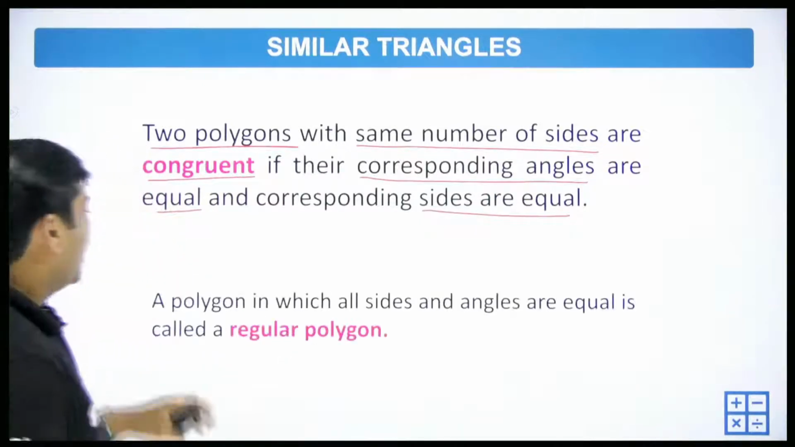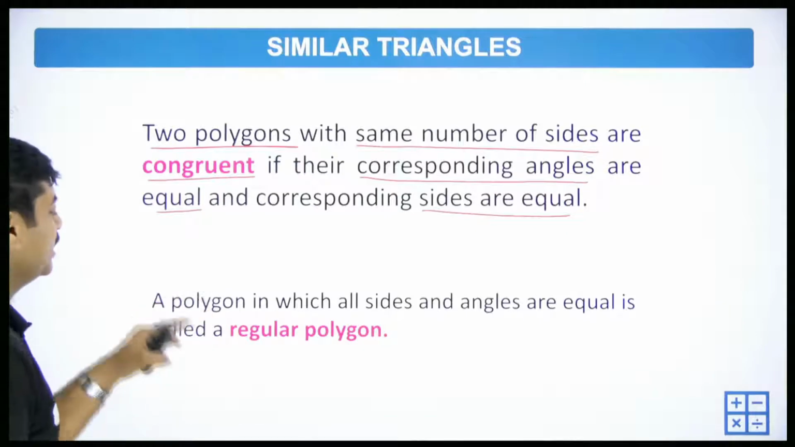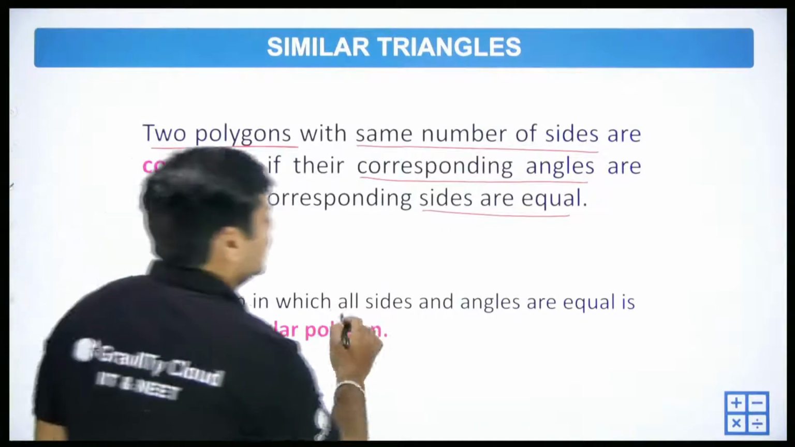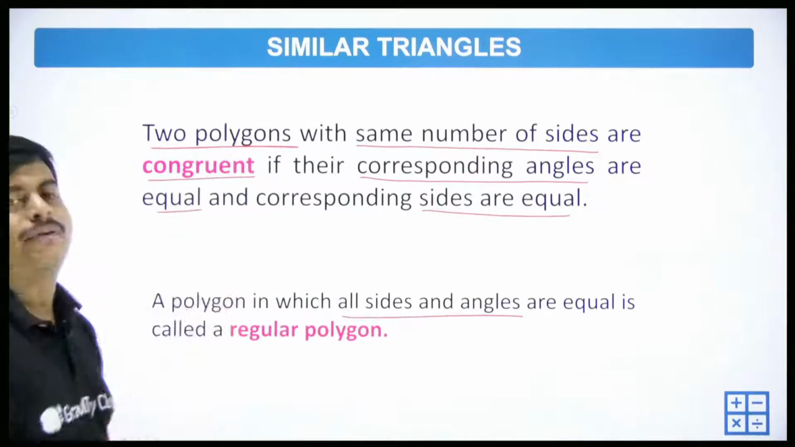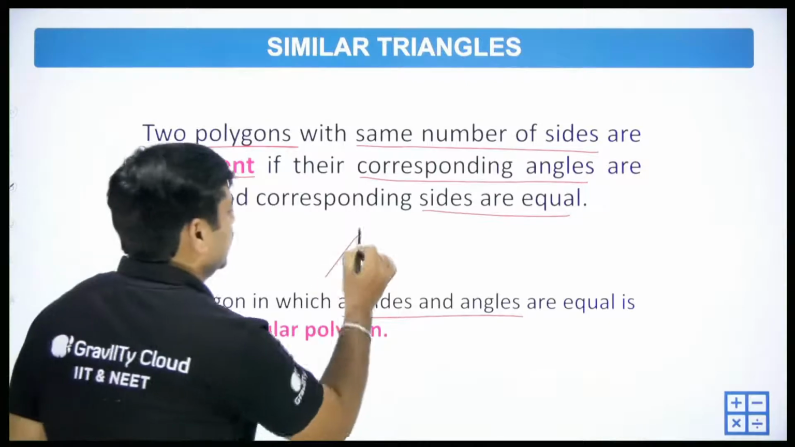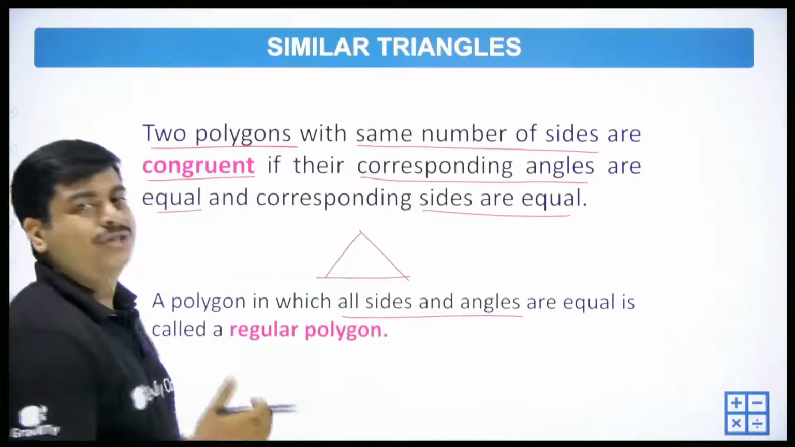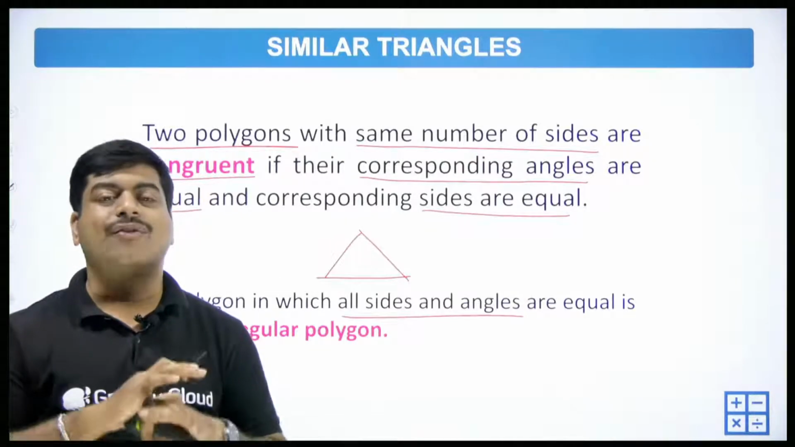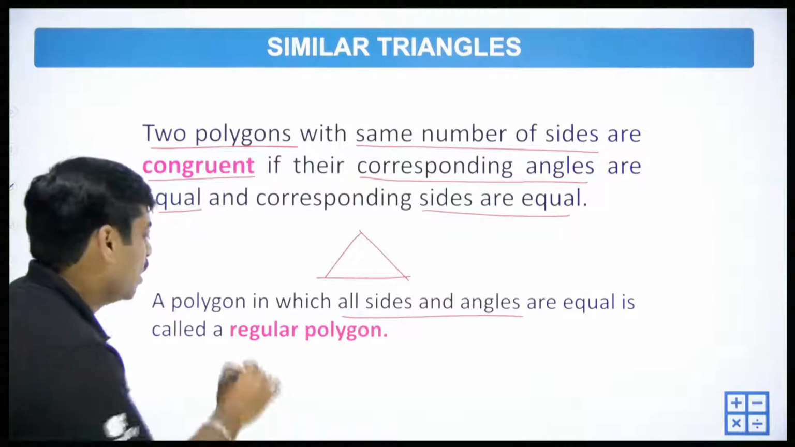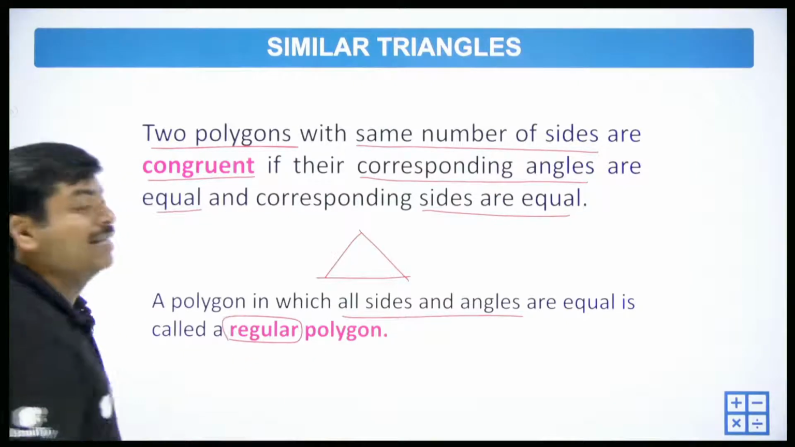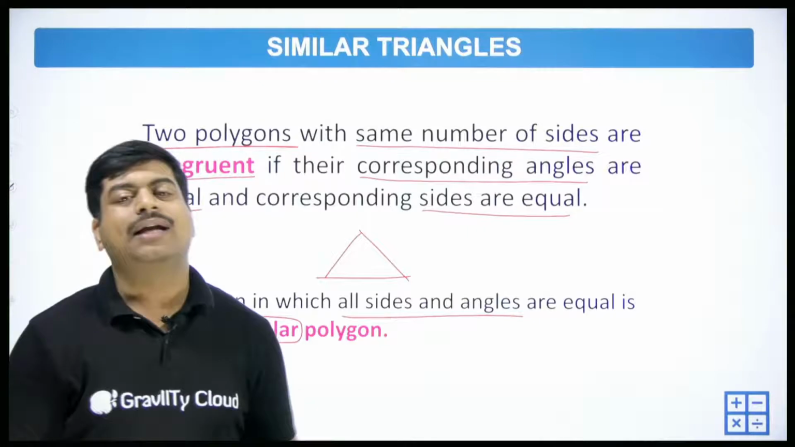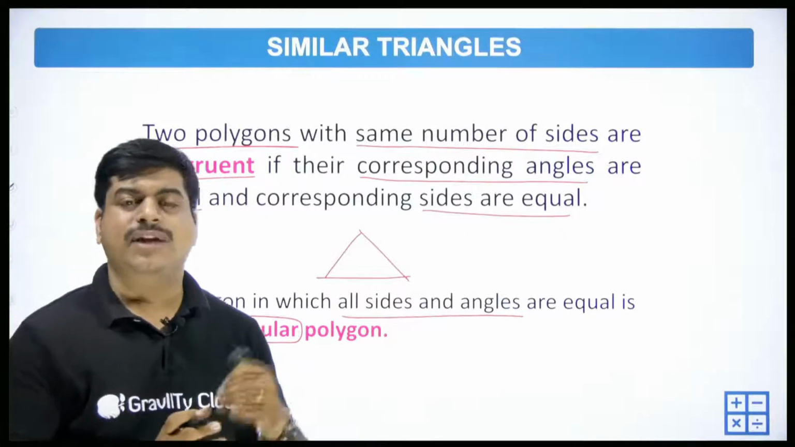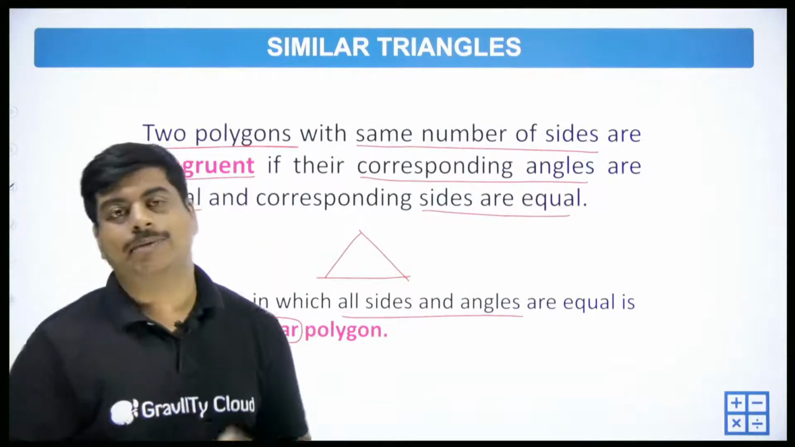A polygon in which all the sides and angles are equal is called a regular polygon. So let's say simply a triangle. When all the three sides or three angles are equal, we say it is an equilateral triangle, which is nothing but a regular polygon of three sides. Whenever you see this name regular, it states that all the sides and all the angles are equal, and this is a very important point to note. A regular polygon is very useful when we are trying to bring some similarities between the figures.